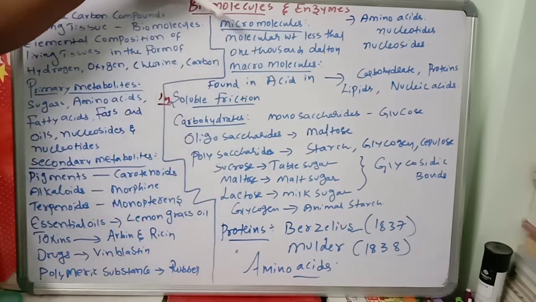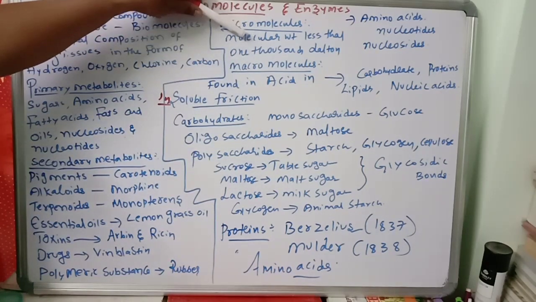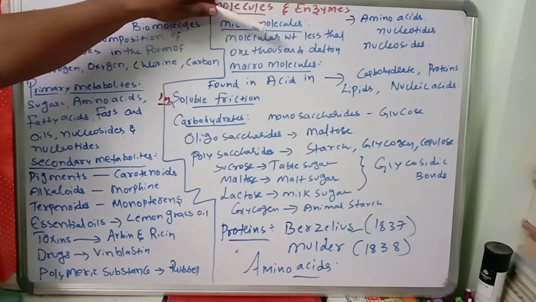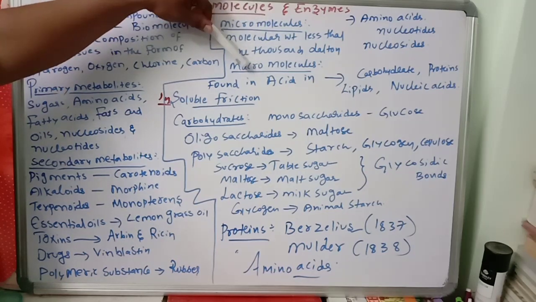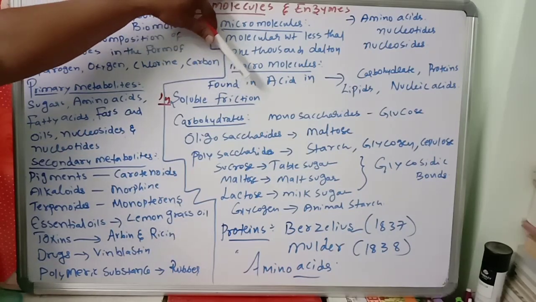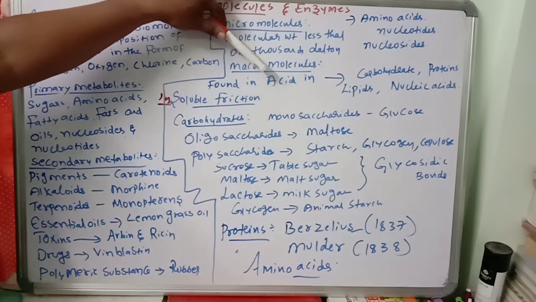So micromolecules and macromolecules: molecular weight less than 1000 Dalton are called micromolecules, such as amino acids, nucleotides, nucleosides. What is a nucleotide? A combination of nitrogen base, sugar, and phosphate is a nucleotide. Without phosphate, only nitrogen base and sugar is a nucleoside. Macromolecules are found in the acid insoluble fraction, like carbohydrates, proteins, lipids, and nucleic acids.